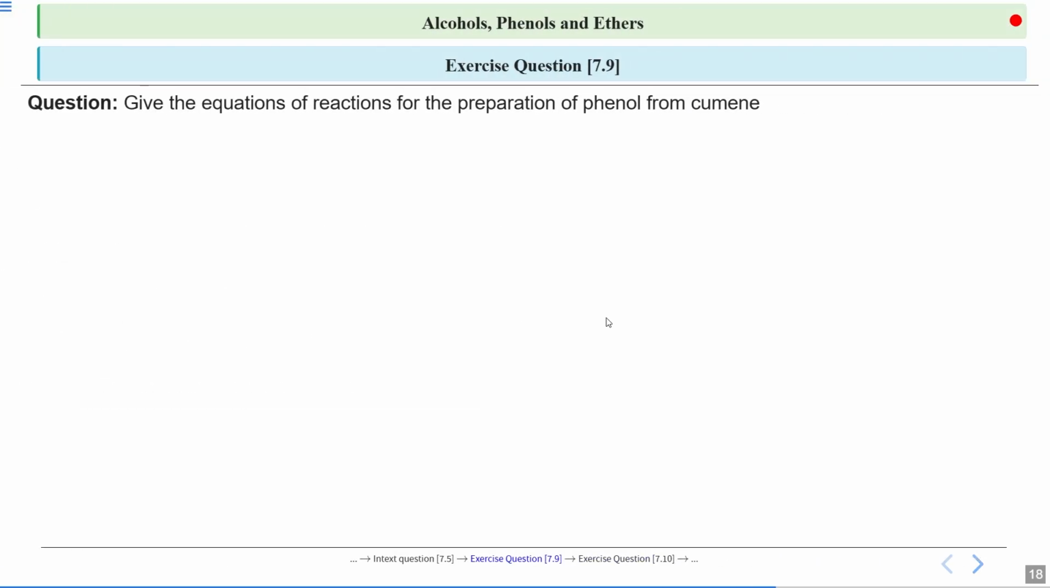Now see the next question. You have to give the equations of reaction for the preparation of phenol from cumene. We studied it, how from cumene you will get your phenol. So do this question. You have 25 seconds.